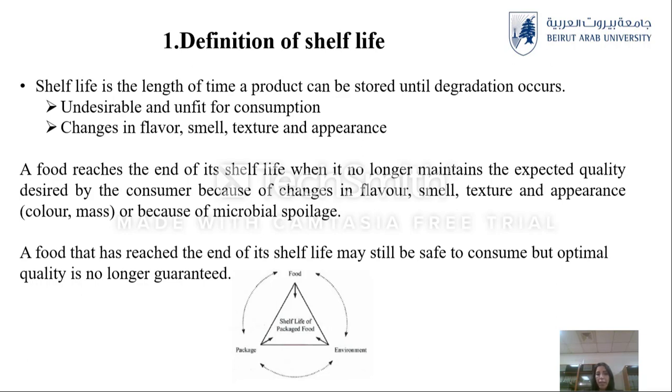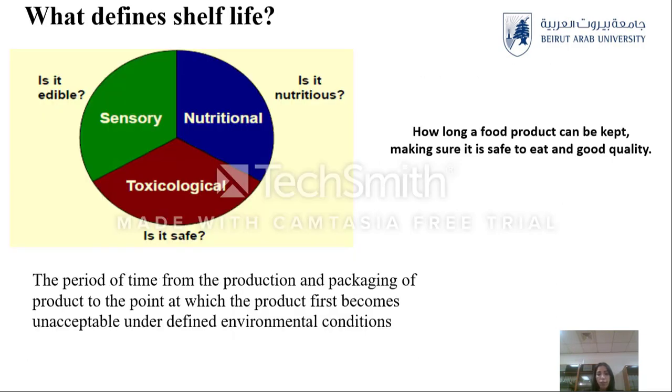So a food that has reached the end of its shelf life can still be safe, but has some kind of degradation of quality characteristics. What defines the shelf life is three aspects: the sensory aspect, the nutritional aspect, as well as the toxicological aspect. So we ask three questions: is it edible, is it nutritious, and is it safe?